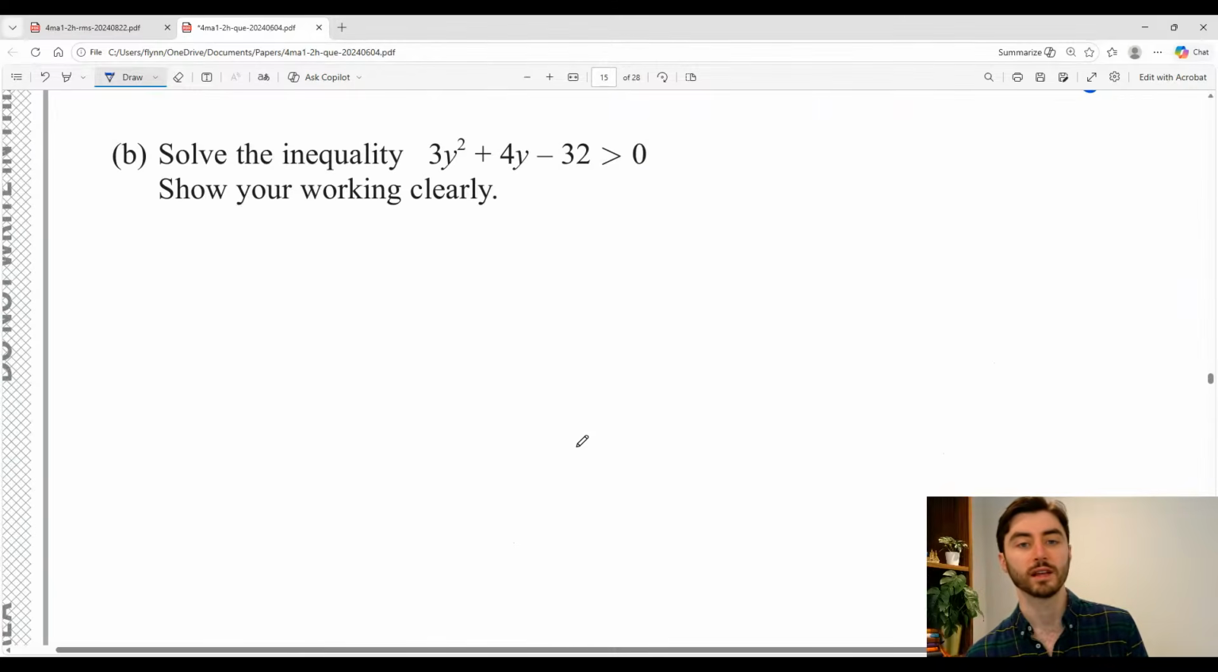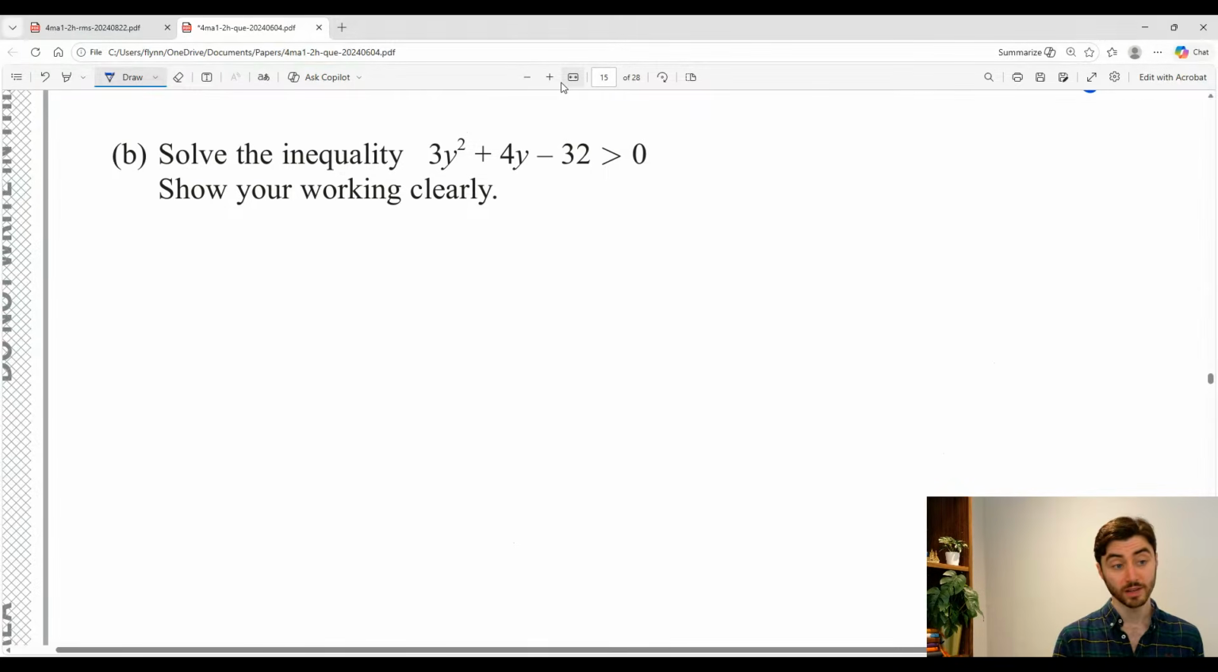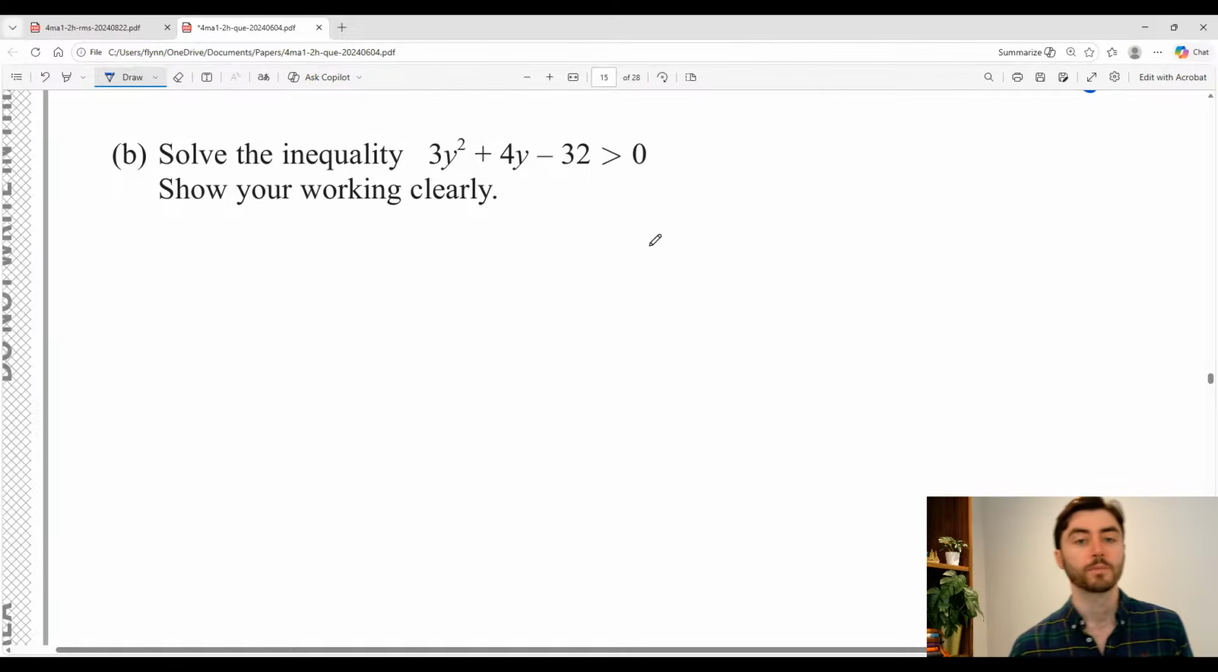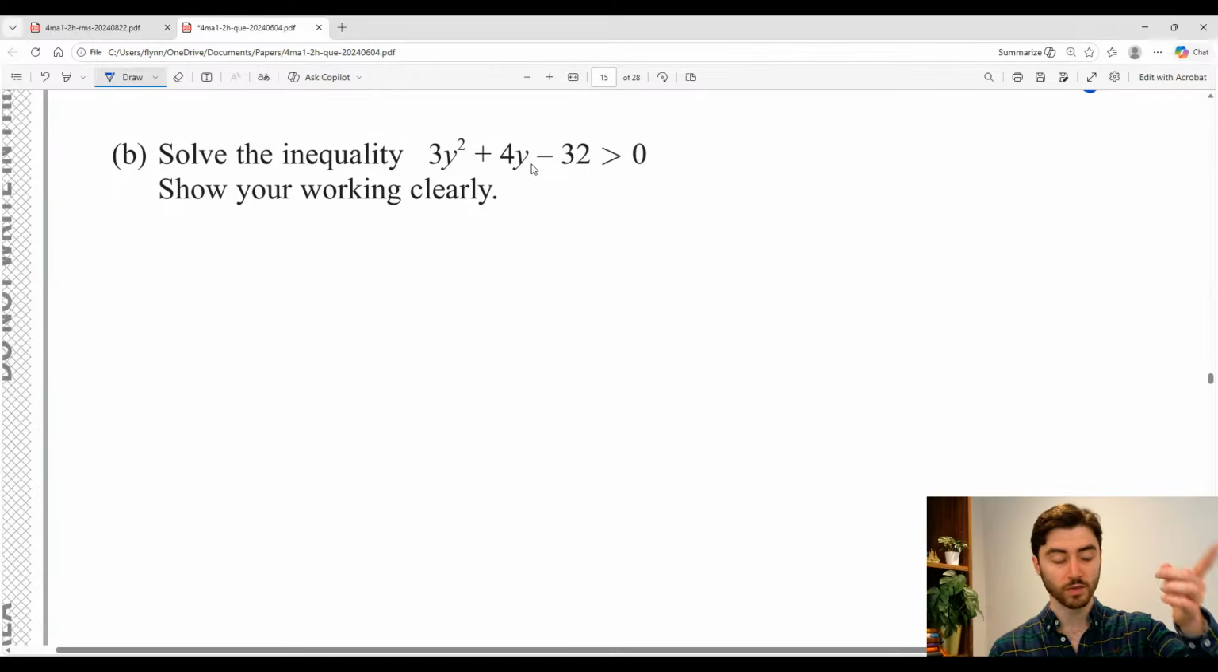Now here, quadratic inequalities. The way to do a quadratic inequality is to sketch the graph. And from looking at the graph, you can see where the graph is positive and where the graph is negative. So the first thing we have to do for sketching a graph is to factorize it, which is why it says to show your work clearly. You do have the option, if you prefer, of using the quadratic formula, which you can find on the formula sheet at the start of the paper. I'm going to try and factorize it just for a bit of fun.